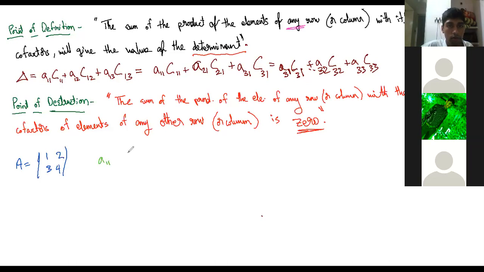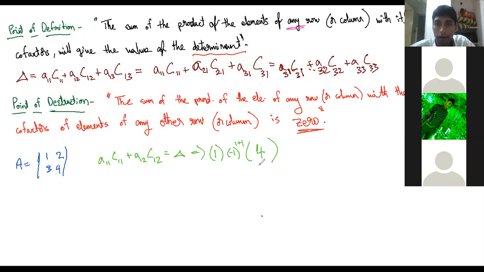A11 C11 plus A12 C12 should be equal to delta. What is A11? 1. What is C11? C11 will be minus 1 to the power 1 plus 1 into M11. What is M11? It is a determinant you obtained by the elimination of this matrix. But then, very surprisingly, if you eliminate 1 row, 1 column here, only thing remaining is 4. So if you have 1 by 1 matrix, determinant is same thing as the element. Okay? Clear till here?